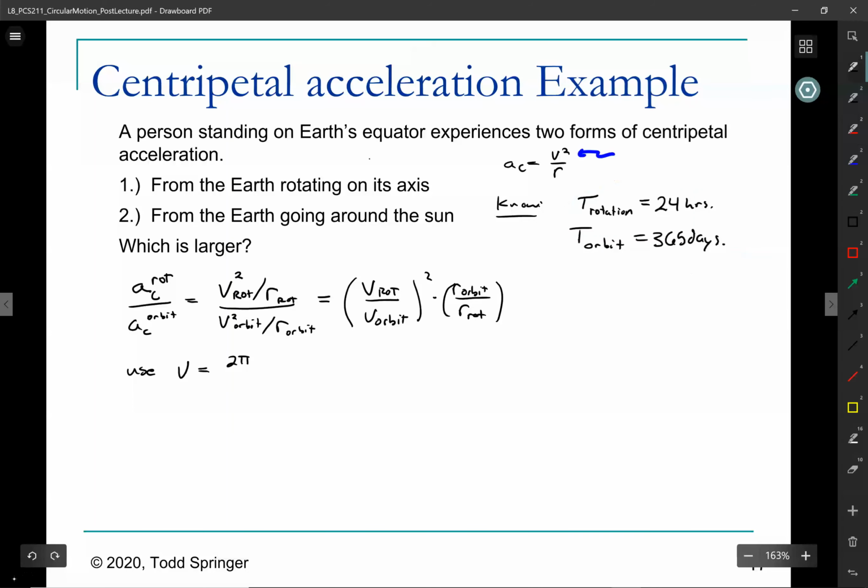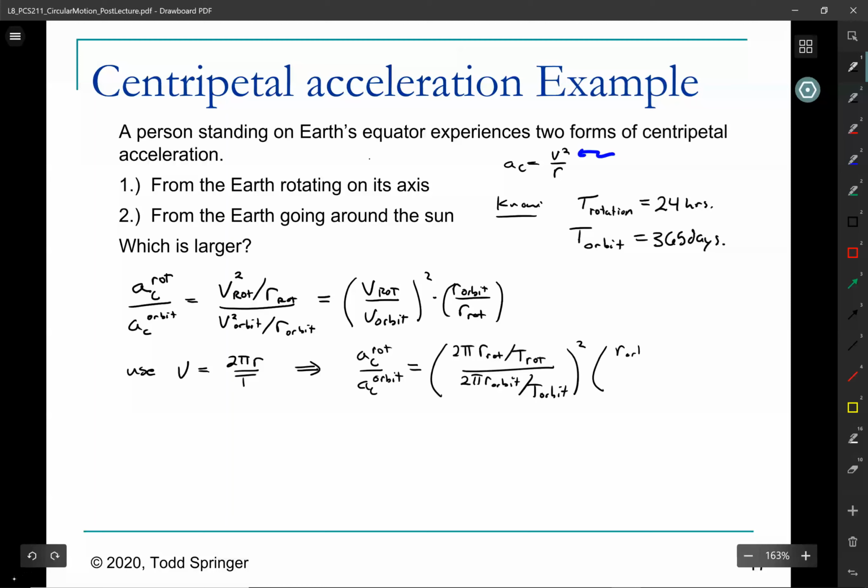So v is 2 pi r divided by the period for each one of those. So we're going to have here the acceleration, the ratio of these. The top one is the rotation of the Earth, the bottom one is the orbit of the Earth around the Sun. I'm going to have on the top 2 pi r rotation divided by the period for the rotation, divided by 2 pi r for the orbit, divided by the period of the orbit. Whole thing squared times r orbit divided by r rotation.